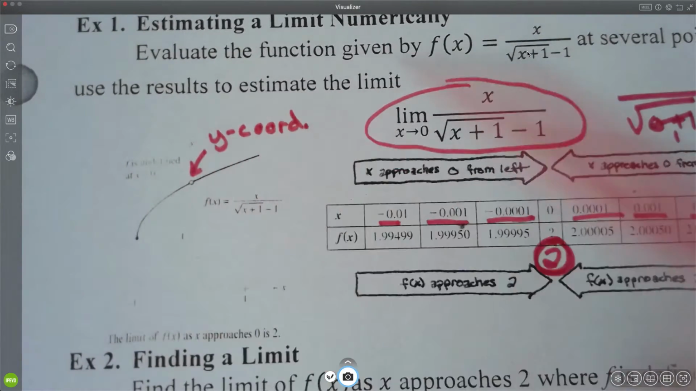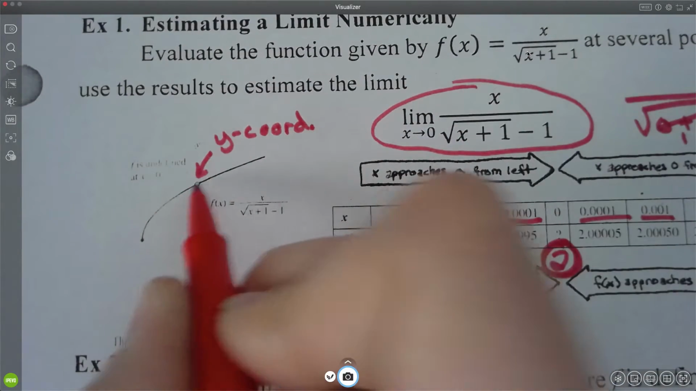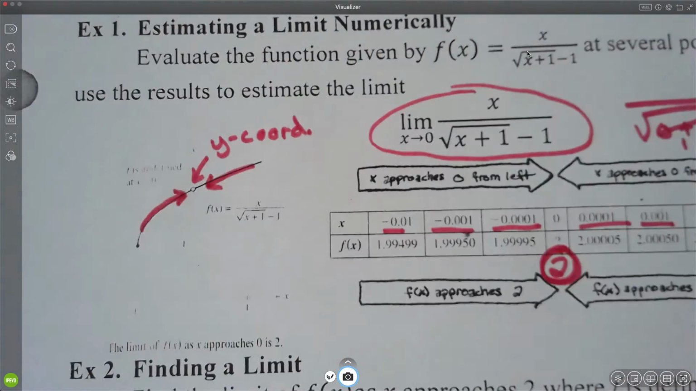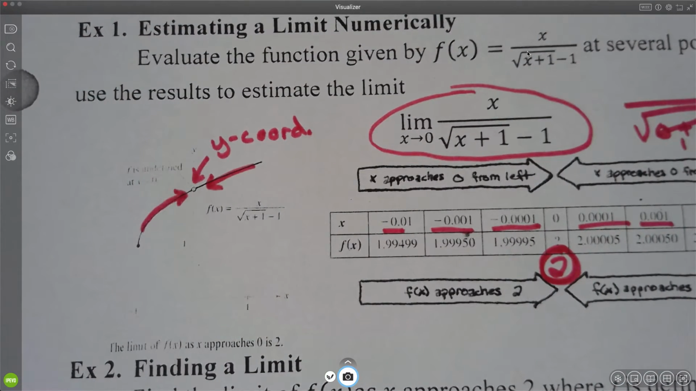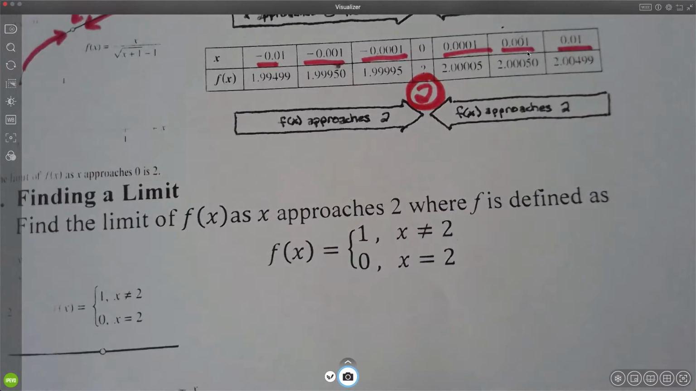Okay, so what is happening? Where should this be? This should be a y coordinate of 2. It's pinching in here, and we notice that that value, if it existed, should be 2. Okay. All right. A couple more.